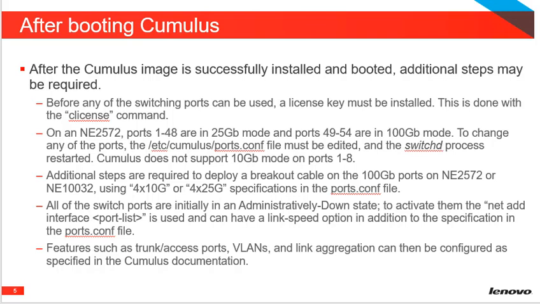All of the switch ports on a switch which has a newly installed Cumulus image on it are in administratively down state. The net add interface command is used to bring them up. Additional features such as trunk or access port configuration, VLANs, and aggregation can then be configured, and this is described in the Cumulus documentation.